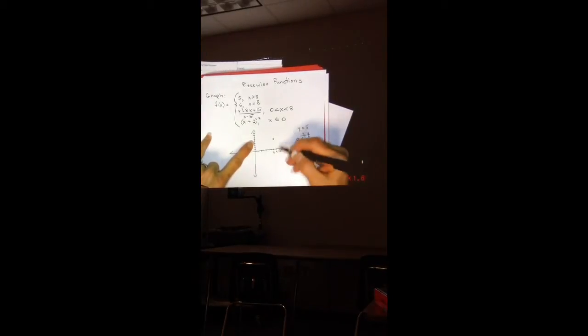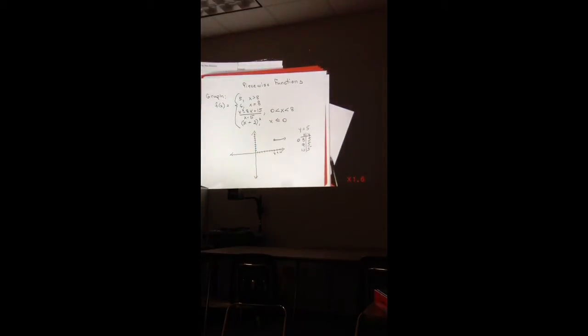And then it's 9, 5, 10, 5. So it's going to go this way, and it'll have an arrow on the end because it goes infinitely in that direction.